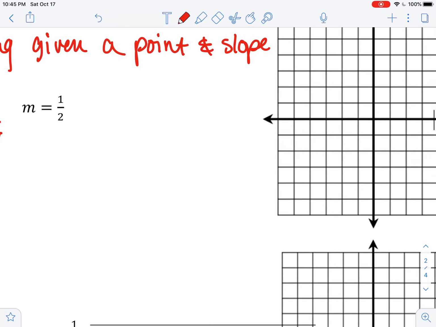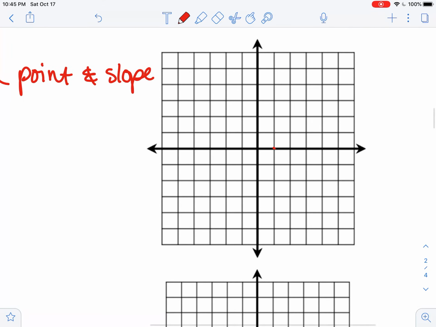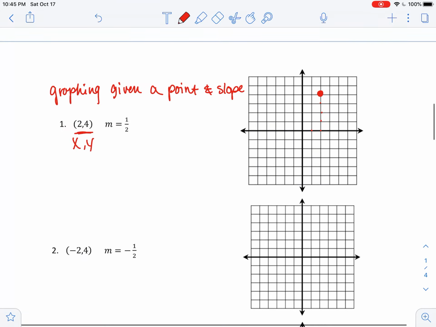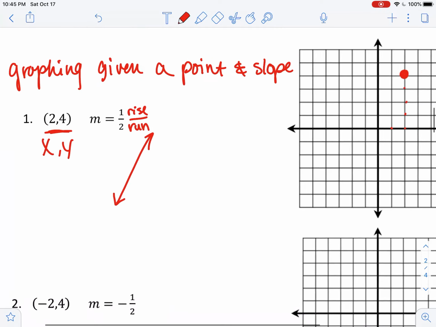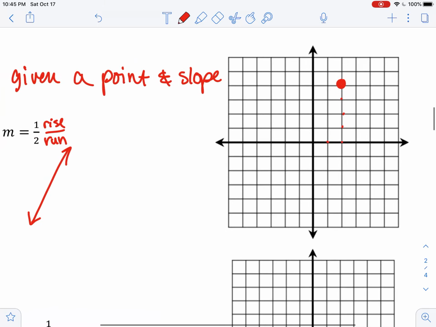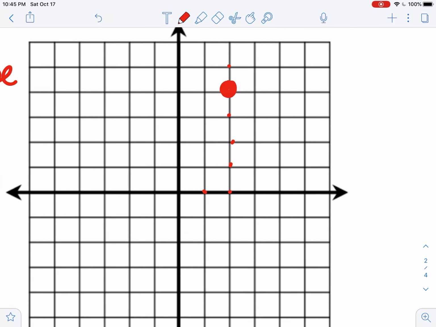Again, that's our x, comma, y. So we're going to go over here to our graph, and we go over 2, 1, 2, up 4, 1, 2, 3, 4. Here's our point right there. Now, the slope is 1/2, so that's going to be a positive slope. So we're going to be rising 1 and running 2. So from that point that you just plotted, we're going to rise 1 and run 2. Rise 1, run 2. So we've kind of got the start of that line.